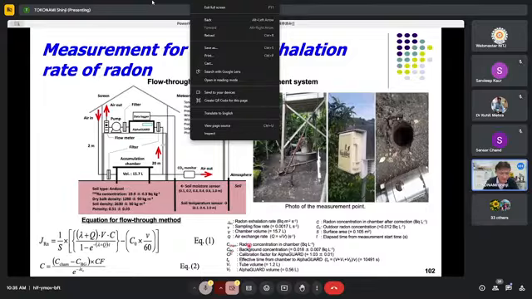C chamber, radon concentration in the accumulation chamber. C BG, background concentration. CF, calibration factor for AlphaGuard. TE, effective time from chamber to AlphaGuard. V1, tube volume. V2, AlphaGuard volume.